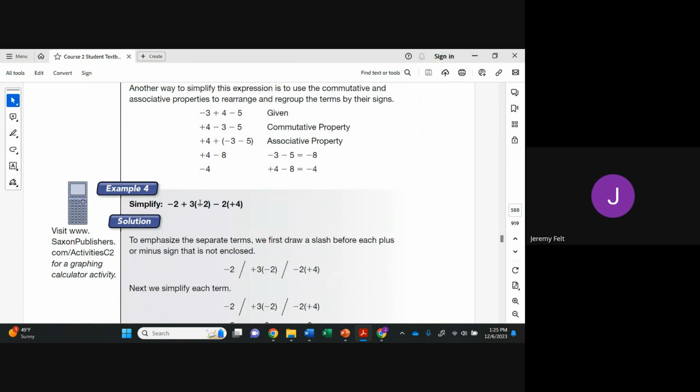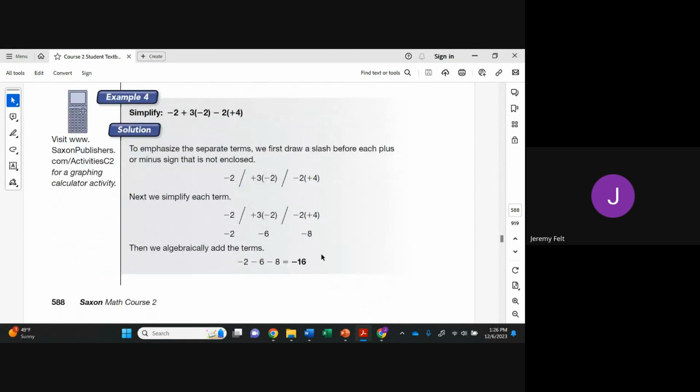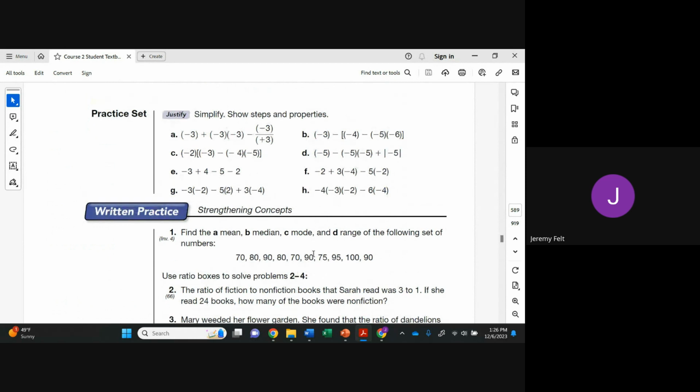Well, 3 times -2 is -6. 2 times 4 is 8, so -8. So -2 plus -6, or -2 minus 6, is -8. Minus 8 gives me -16. We'll have some in there with absolute value and different things.